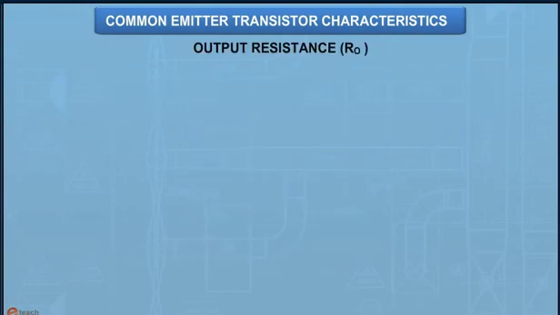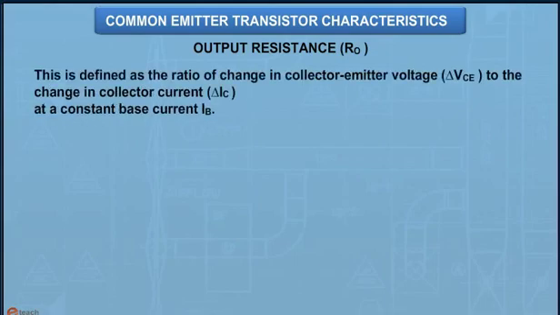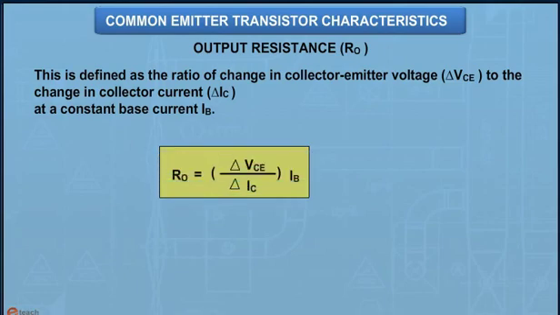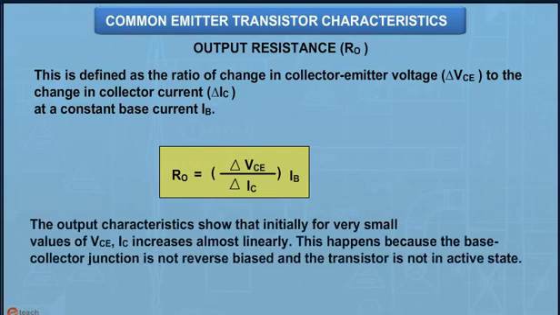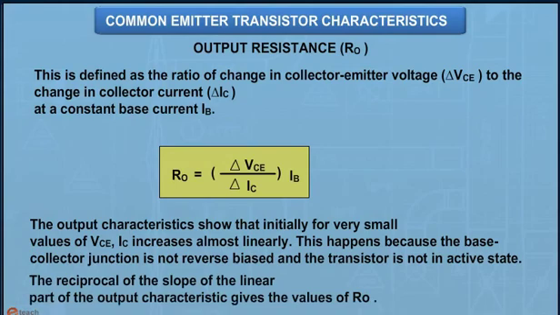Output resistance RO. This is defined as the ratio of change in collector emitter voltage delta VCE to the change in collector current delta IC at the constant base current IB. RO equals delta VCE by delta IC. The output characteristics show that initially, for a very small value of VCE, IC increases almost linearly. This happens because the base collector junction is not reverse biased and the transistor is not in the active state. The reciprocal of the slope of the linear part of the output characteristics gives the value of RO.